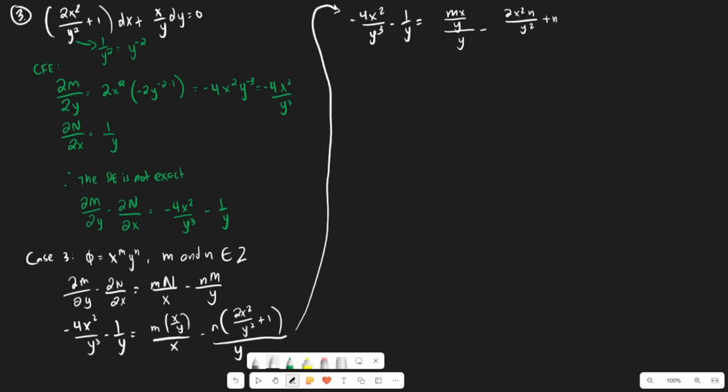I distributed the n. So now we simplify. We have a numerator that is x, and we have a denominator that is x also. So we can cancel them out. So we are left with m over y minus this part right here.